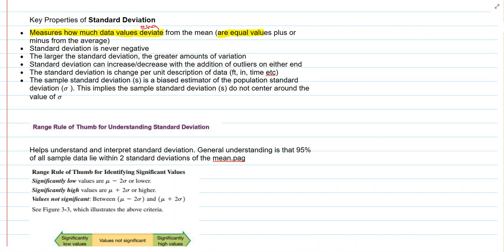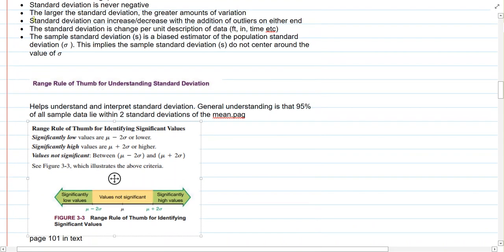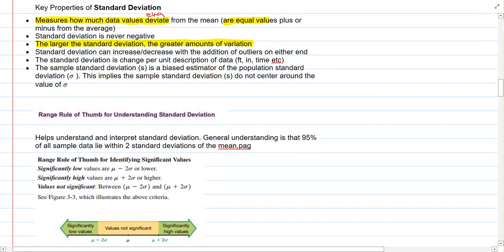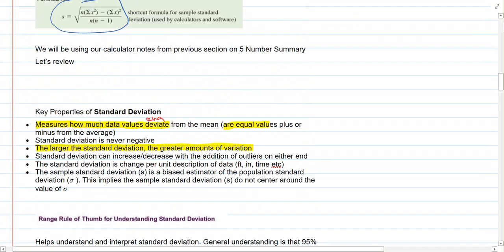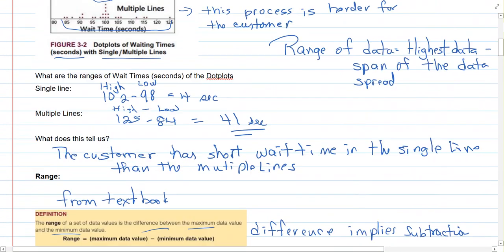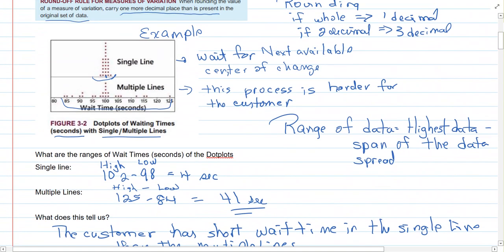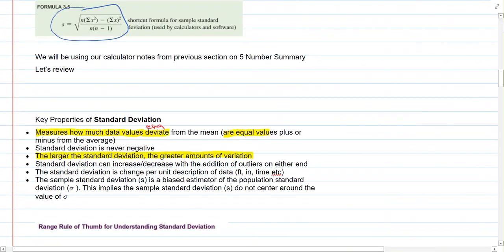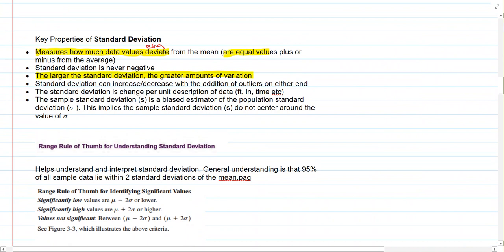The larger the standard deviation, now this is important, the greater amount of variation. So we saw that with our time. You saw that the range for the ones that were centralized when we did it was 4. And when we did the multi, it was 41 seconds. So that consideration goes with that particular statement.